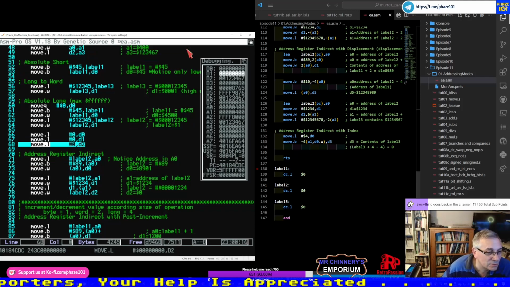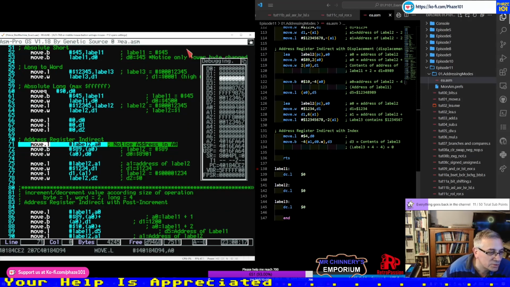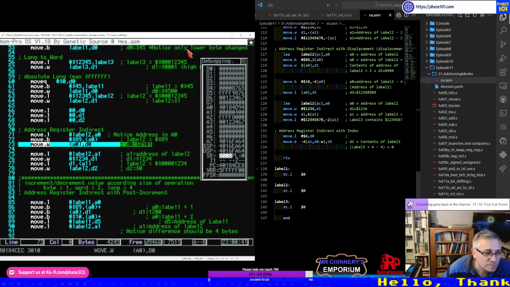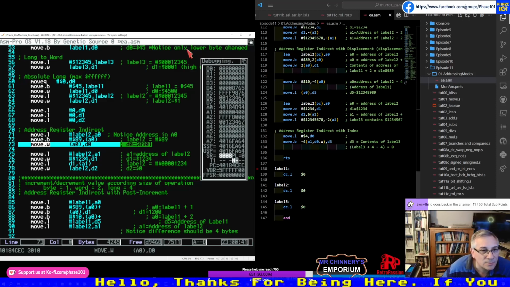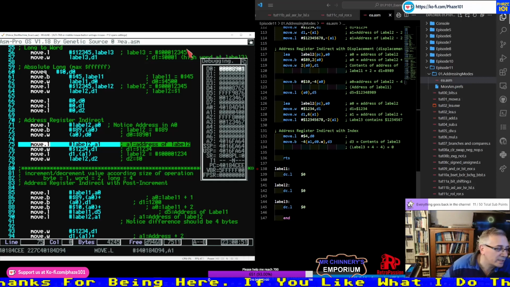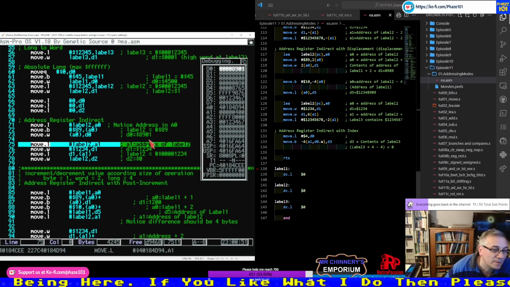We are clearing D0, D1, D2. And now we're going to use address register indirect. So we're moving the address of label 2 into A0. We are moving the value 89 into what's in A0, which is the address of label 2. And now we are moving what is in A0, but word, into D0. And you get the 8901. Notice I always have the values that should appear in the debugger there.